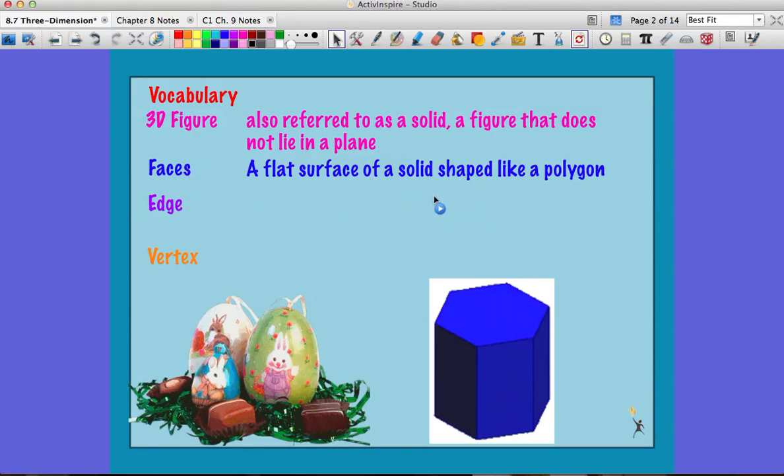Faces are the flat surfaces of a solid shaped like a polygon. So if you were to think of this as a home, all of the walls and the ceiling and the floor are considered the faces of the three-dimensional figure.